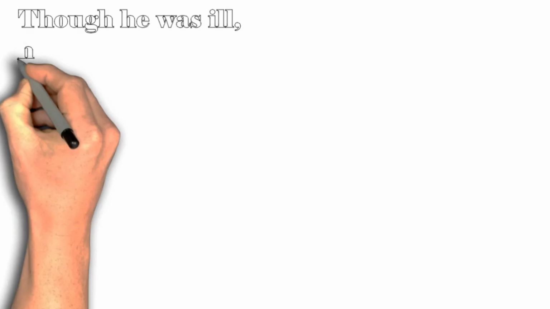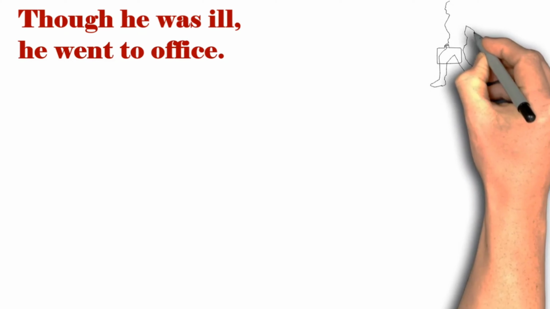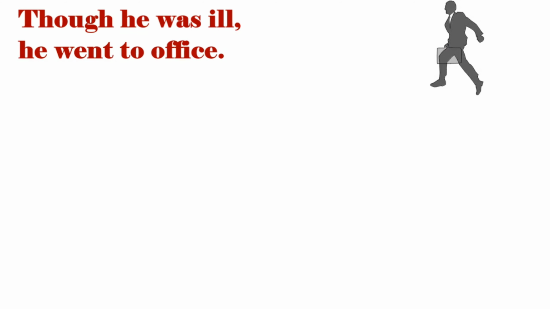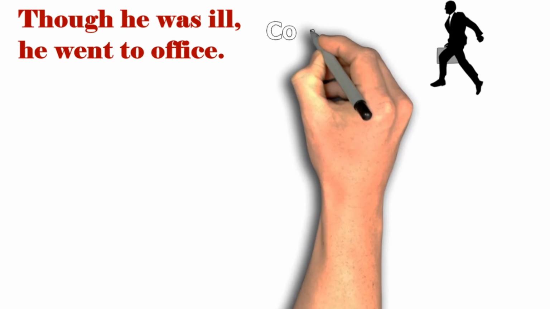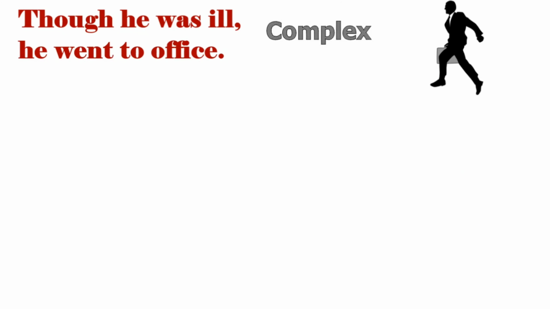Here you see another example, another rule is here. So the sentence is before you, though he was ill he went to office. So in this, what type of sentence is it? So look at this sentence and you of course know it. This sentence is a complex sentence. Why is this a complex sentence? Because this sentence has two clauses. Though he was ill, it's a clause, and he went to office, it's another clause, right?